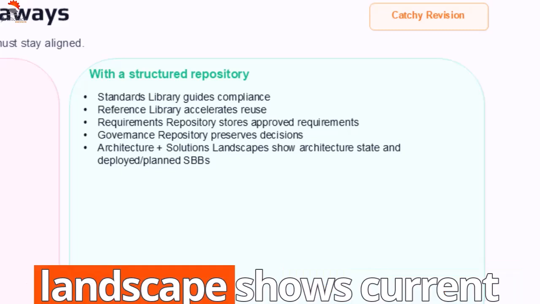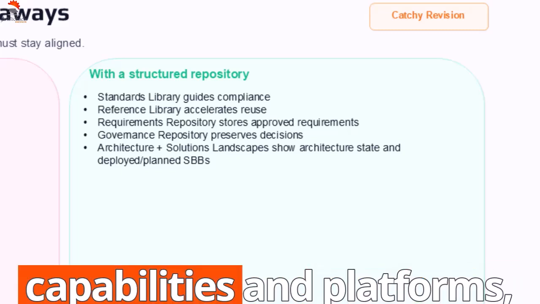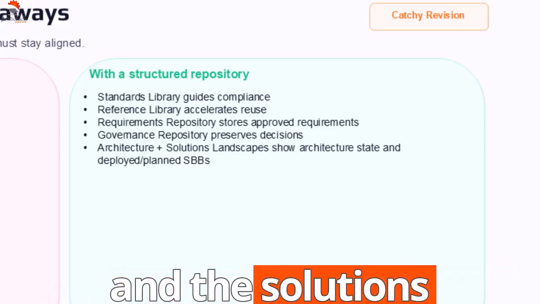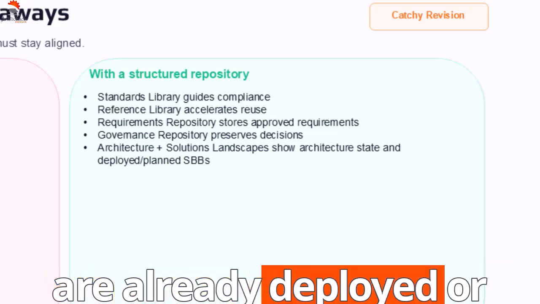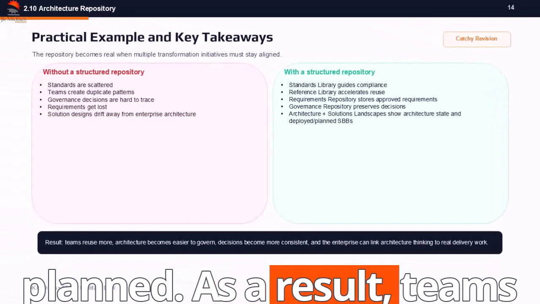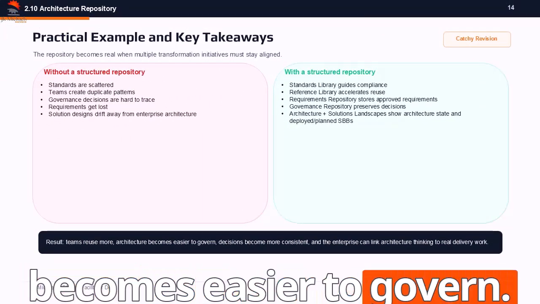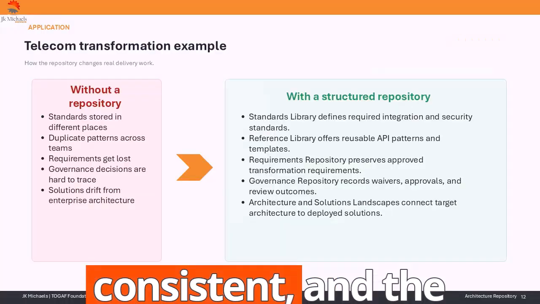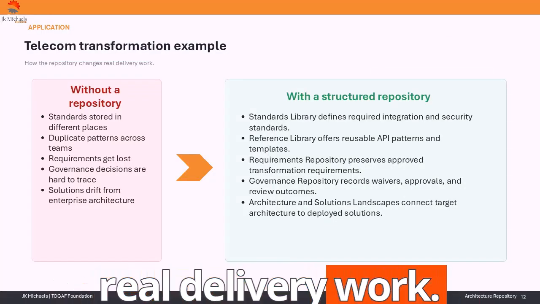The architecture landscape shows current and target architecture views across business capabilities and platforms. And the solutions landscape shows which solution building blocks are already deployed or planned. As a result, teams reuse more, architecture becomes easier to govern, design decisions are more consistent, and the enterprise can link architecture thinking to real delivery work.